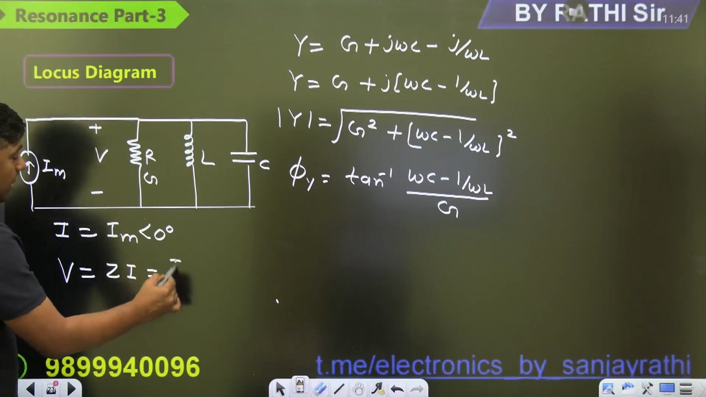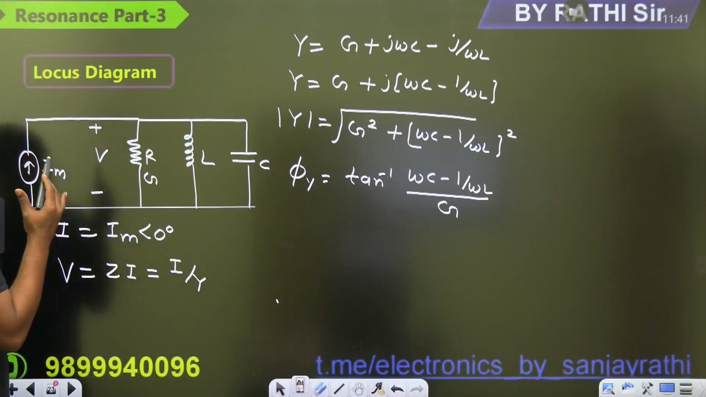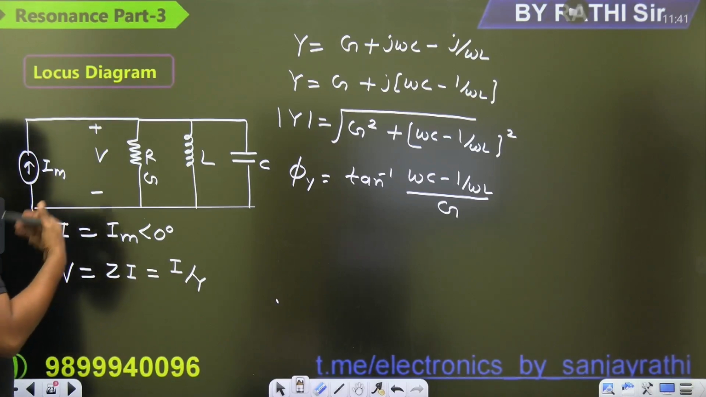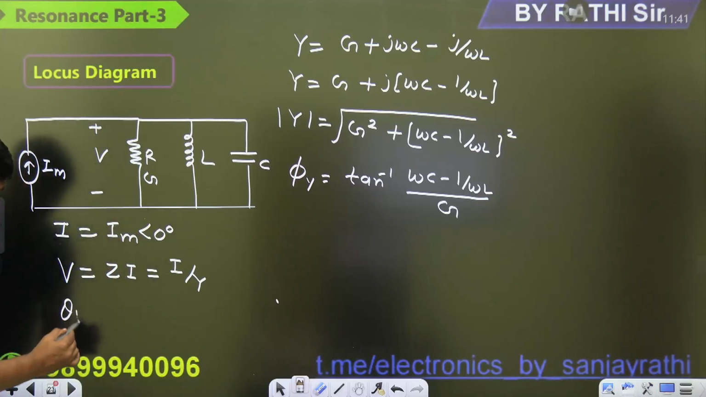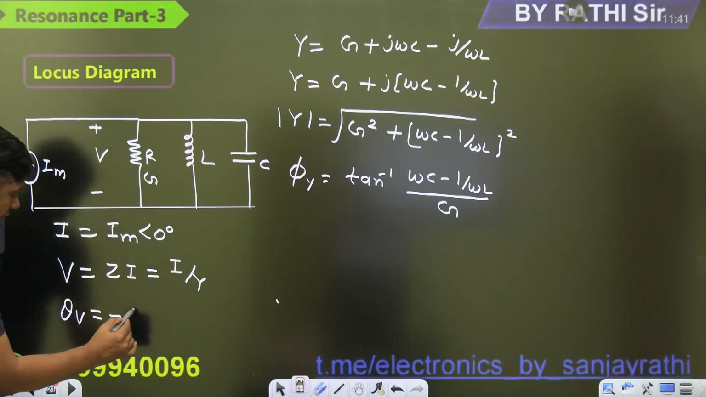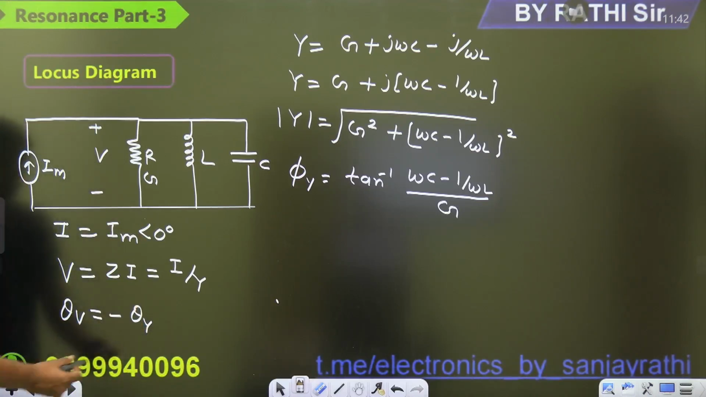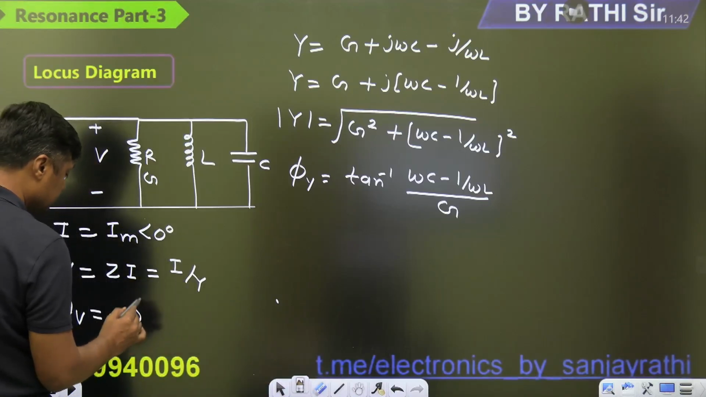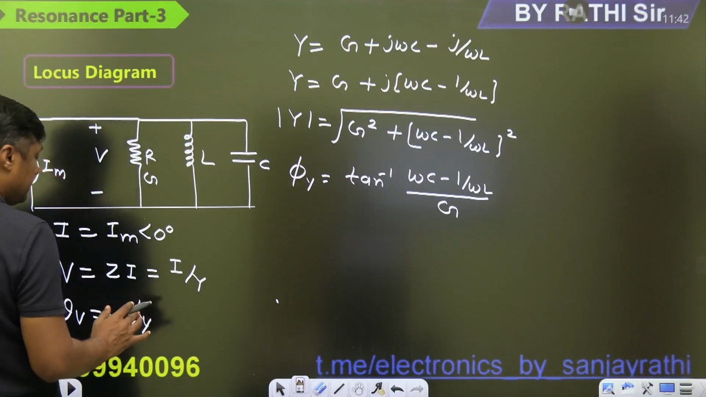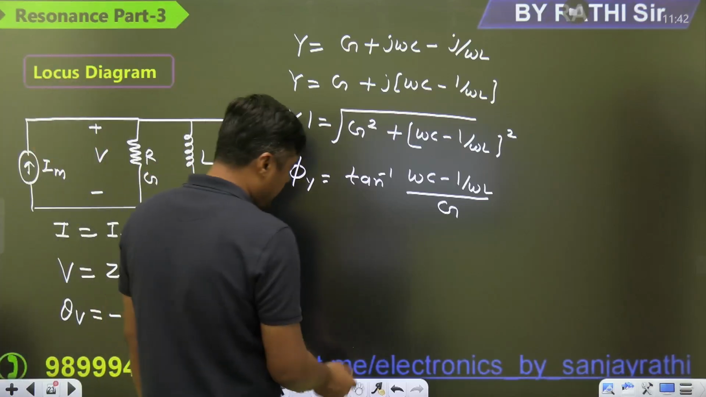Or I by Y. It is inversely proportional to that, and that's why the angle of V will become negative of what? Angle of Y. Angle of V will become negative of angle of Y. Y means admittance. जो भी इसका angle है उसका negative हो जाएगा. Why? Because it is in denominator. Right? Same logic, same table, same phasor, but it is a parallel RLC circuit.